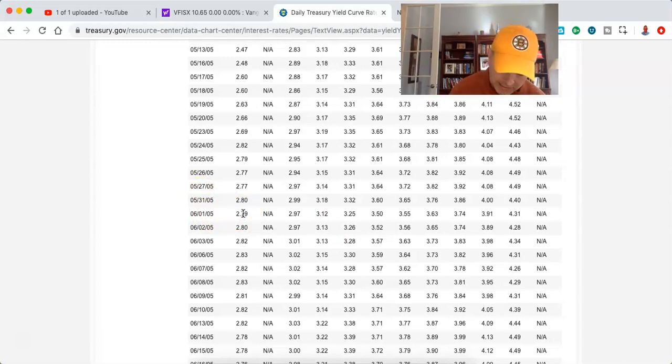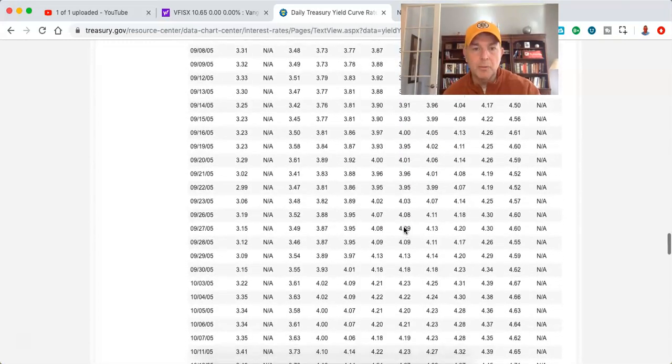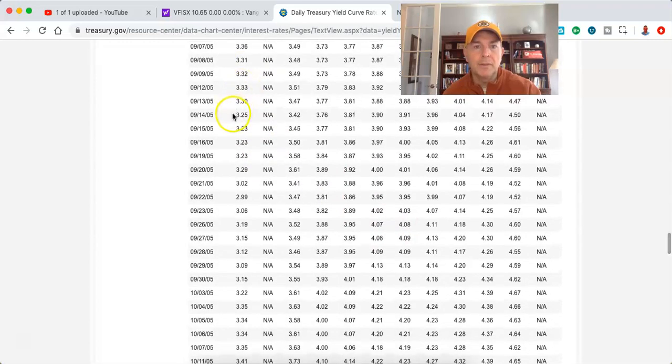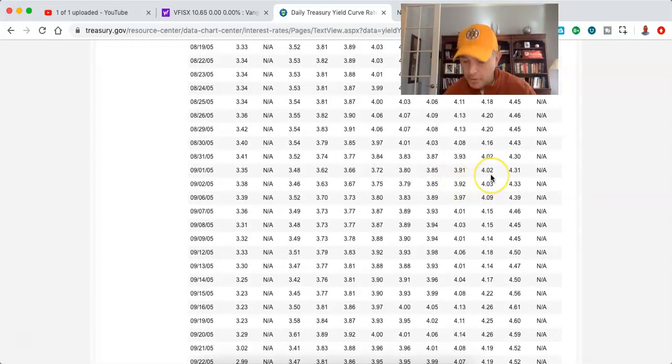June 2005, 2.79. That's 300% higher than what it was in January 2004. So in 18 months it has gone from 0.88 to 2.79. What's the 10-year doing? It's down to 3.91. We'll just go to the end of the year here. September 2005, we are up to 3.38. The 10-year is at 4.02.